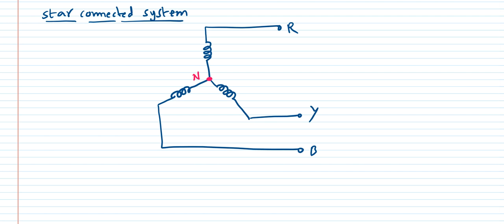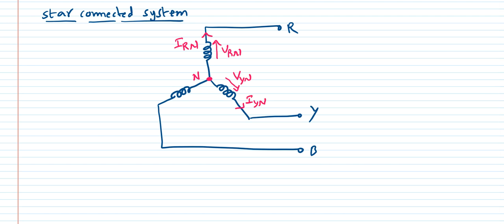From the neutral point to the R line, whatever voltage drop appears here, I can write that as VRN. And similarly the current flowing through the R phase coil, I can take as IRN. Along with the second coil, a similar concept applies. The voltage induced in the Y phase coil, I'm writing VYN, and the current flowing through this coil I'm taking as IYN.